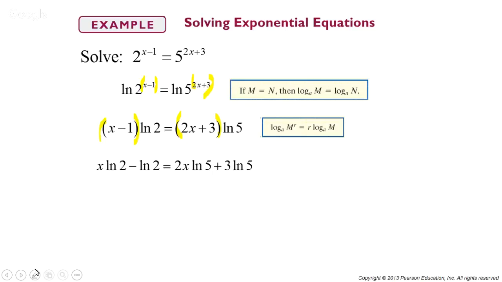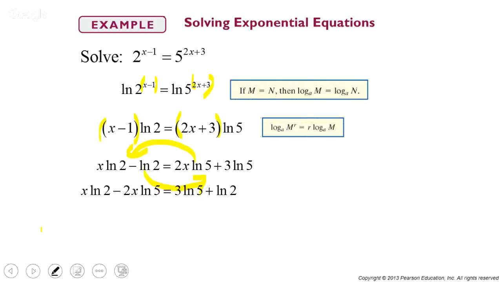So now it still looks like a mess, and I understand. What we're going to do is move everything with an x in it to one side of the equation and everything else to the other. So I'm going to move this with an x over to the left-hand side of the equation. I'm going to move the negative 2 ln of 2 over to this side of the equation. So I'm going to subtract 2x ln of 5 and add ln of 2 to both sides.